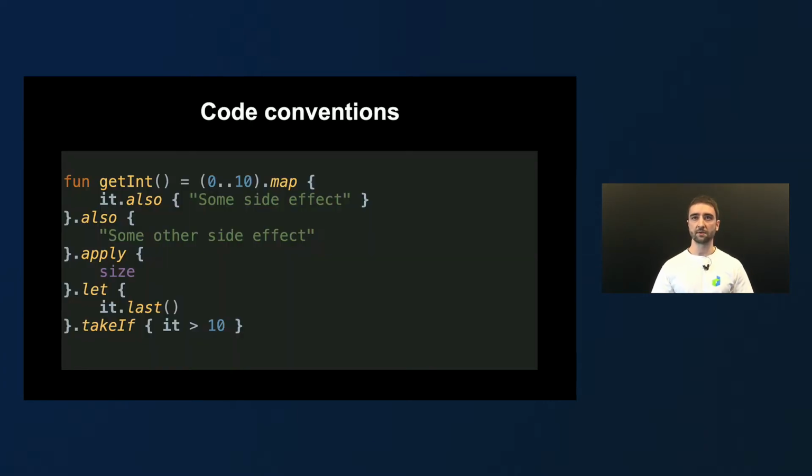Let's take a look at this function. This code compiles, but if I ask you what's the return type of the function, you'll probably struggle. To ease code reviews, we have a code convention in our team to explicitly declare the return type of the functions. In this case, the return type is a nullable integer.